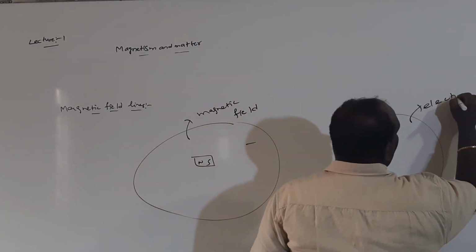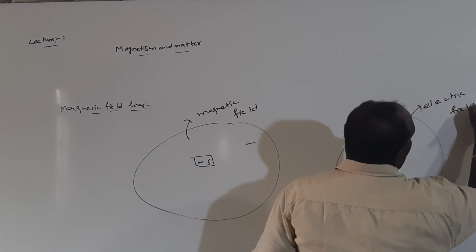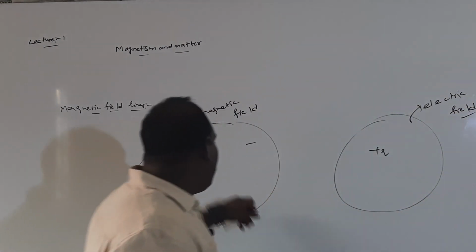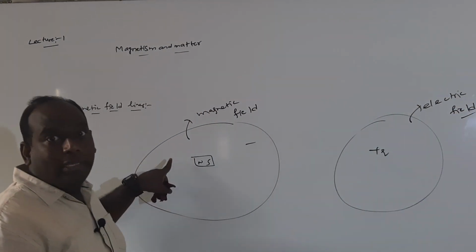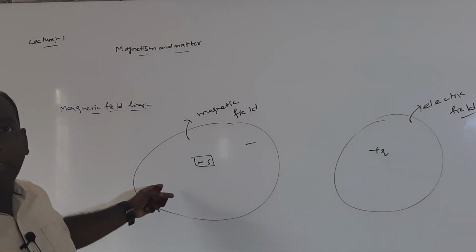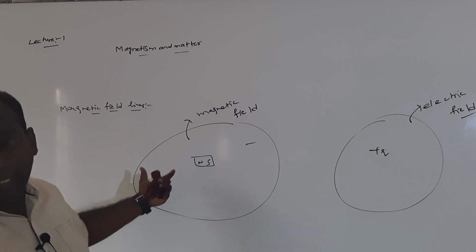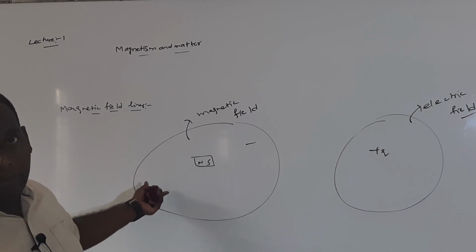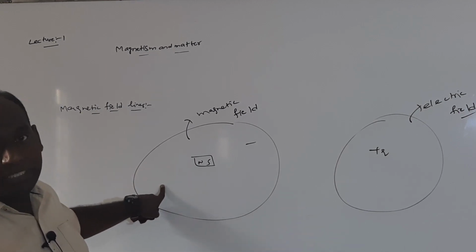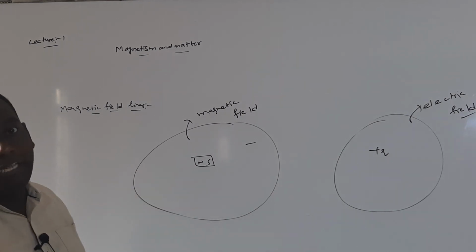Either electric field or magnetic field, that is nothing but the region or space around a charged body or a magnet in which its influence is present. What is meant by influence? It exhibits either attractive force or repulsive force depending upon the pole which is present towards it. This is known as field.